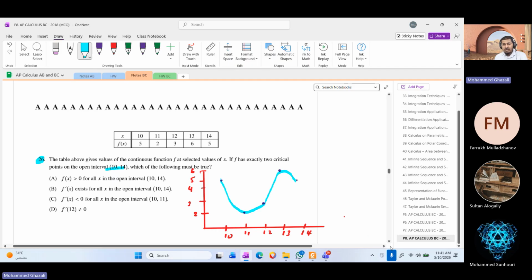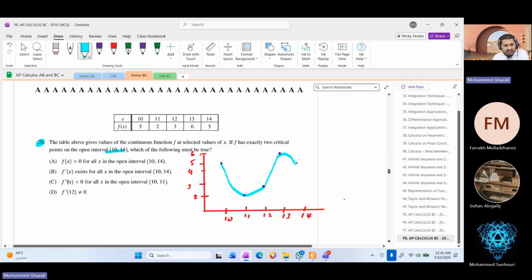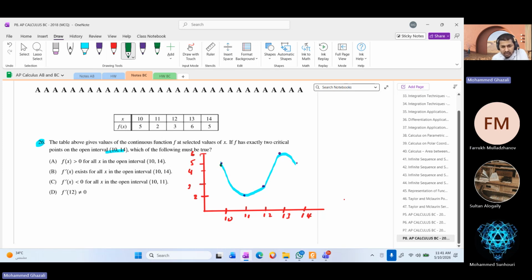Now, look at this: f of x is positive for all x in the open interval 10 to 14. Is f of x positive? No. Where's the counterexample? The counterexample is I can go down between 10 and 11. So it can be positive or negative, so that's out.